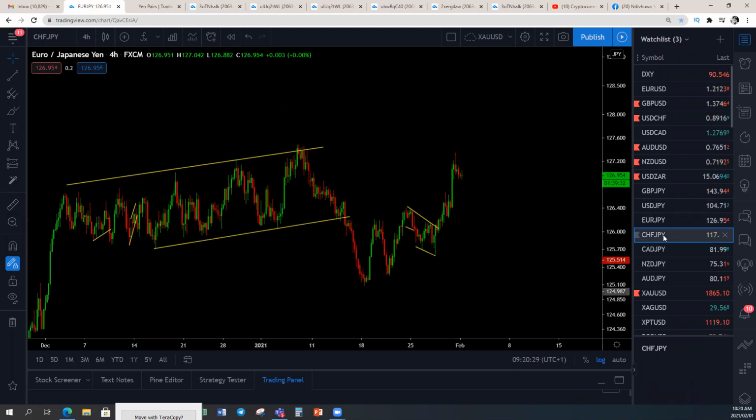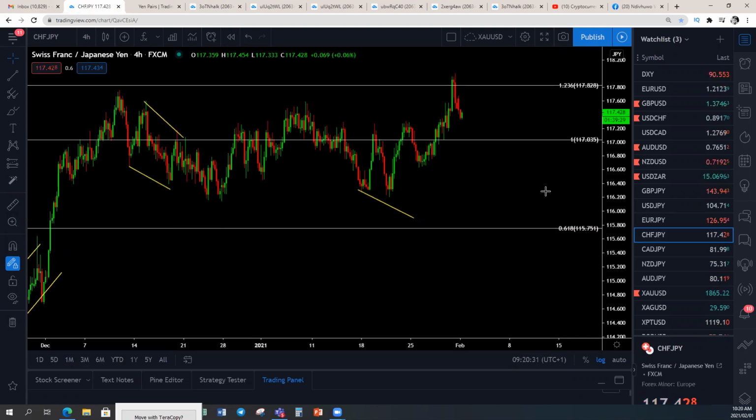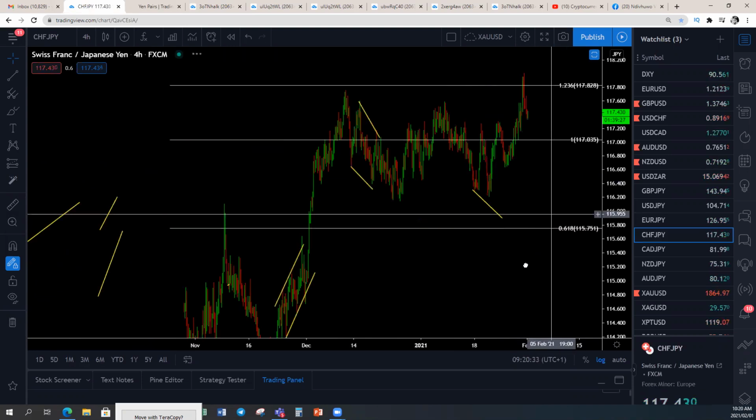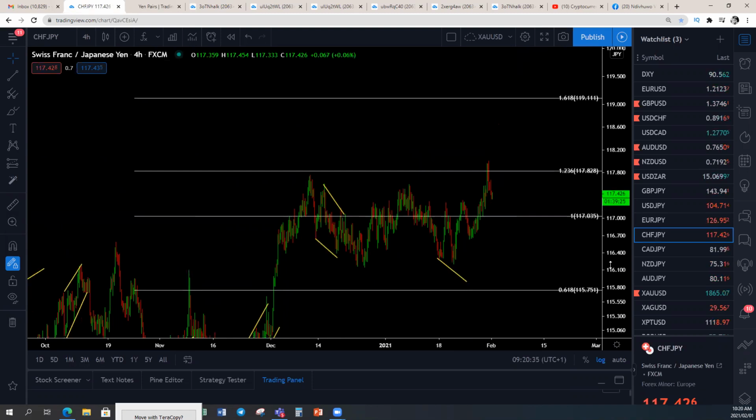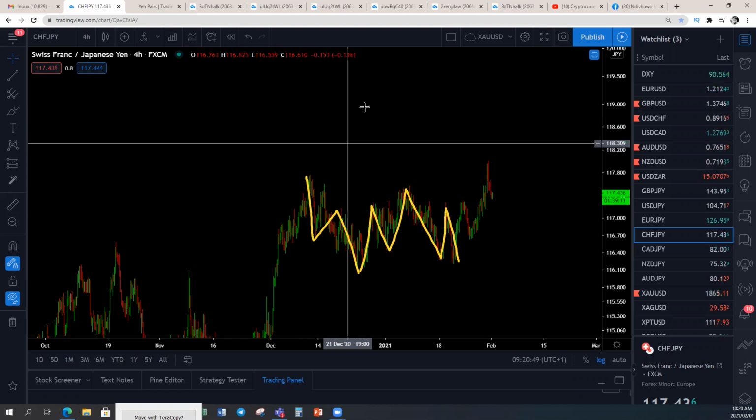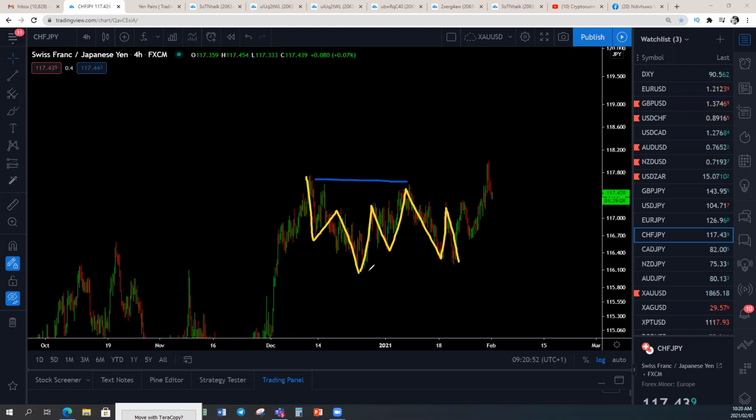As I've said last week, Chief yen has got a better structure than Euro yen, and it has played out that structure that we were expecting. So this is what we expected of Chief yen. 3 waves down, 1, 2, 3 up, 1, 2, 3 down. So we're looking at that as a flat correction. As you can see, let's remove all these lines here. So this is the flat correction, perfect flat correction that we looked at when we were here last week.